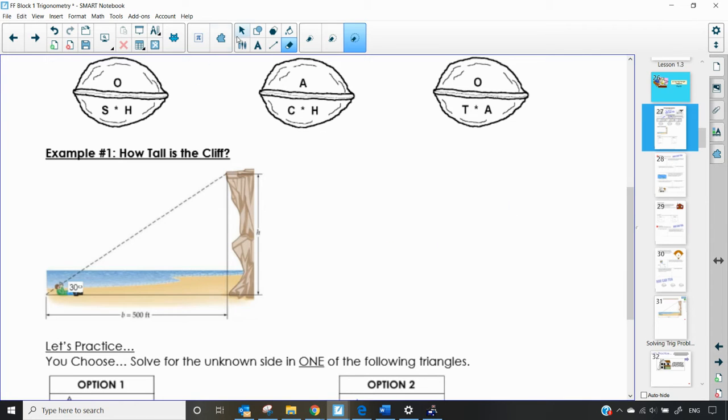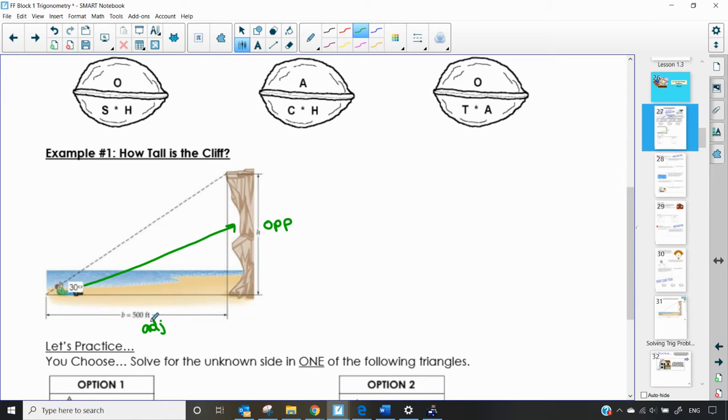All right, so let's take a look at our first question here. We have the question asking us, how tall is the cliff? We already have the diagram drawn for us, so we don't have to do anything there. Our first step is going to be to label our triangle. So we have 30 degrees. Looking across the triangle, opposite is the height, and adjacent is the distance from the cliff. Now, I don't need to label the hypotenuse because it's not playing any role in my question here.